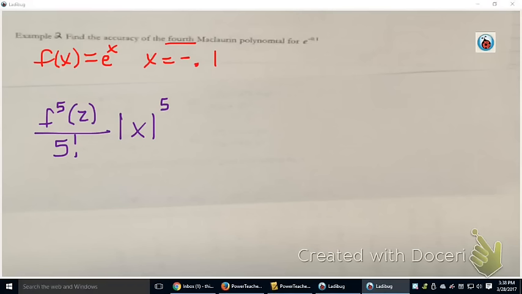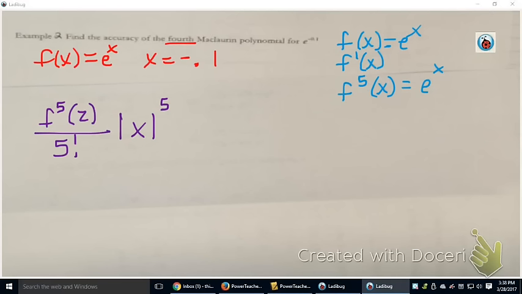Alright, so what we would do first is we would need to figure out what the fifth derivative of e to the x is. And I think that you can see that if f of x is e to the x, and we find the first derivative, and we keep going, since it's e to the x, all of them are going to be e to the x. So I know that the fifth derivative is e to the x. And what I need to figure out is what the biggest value of e to the x is.